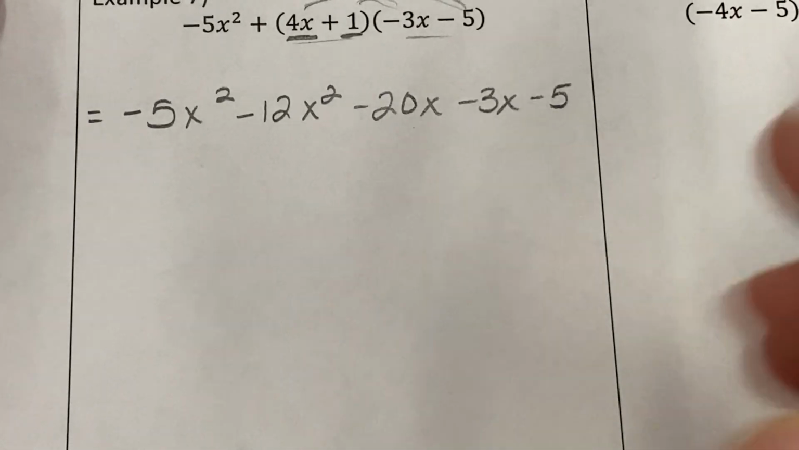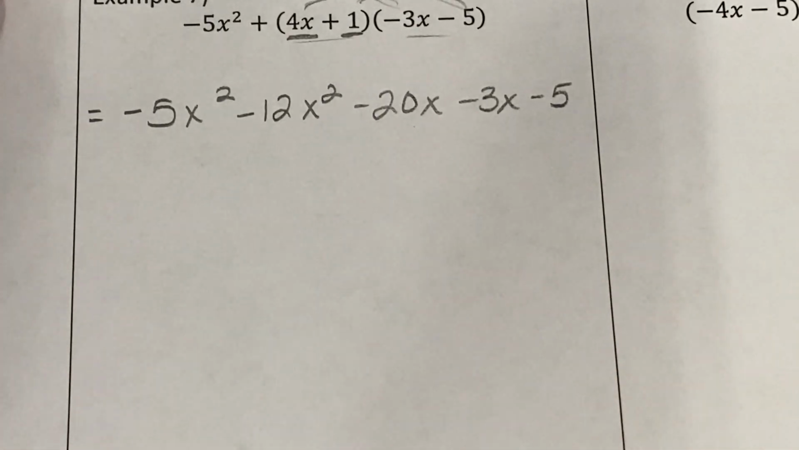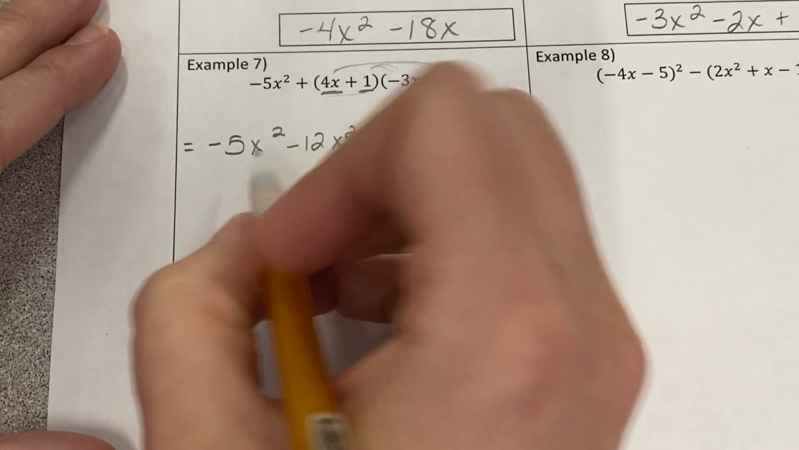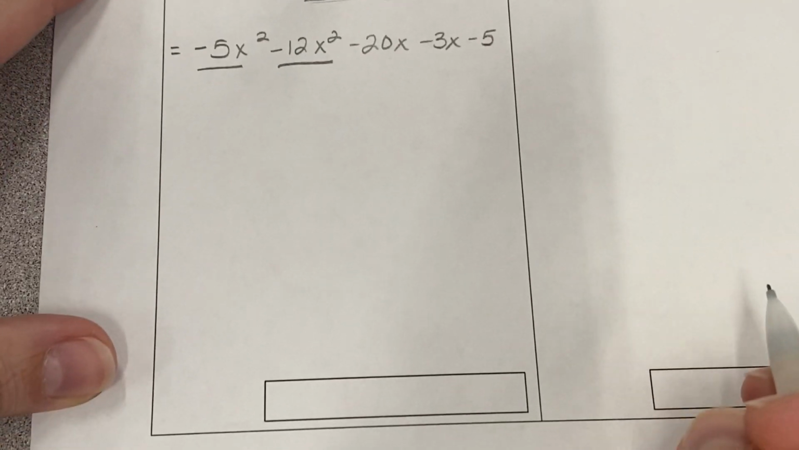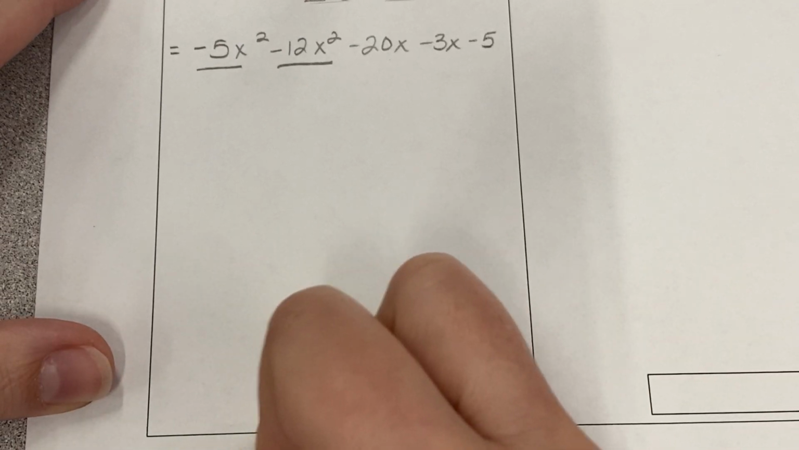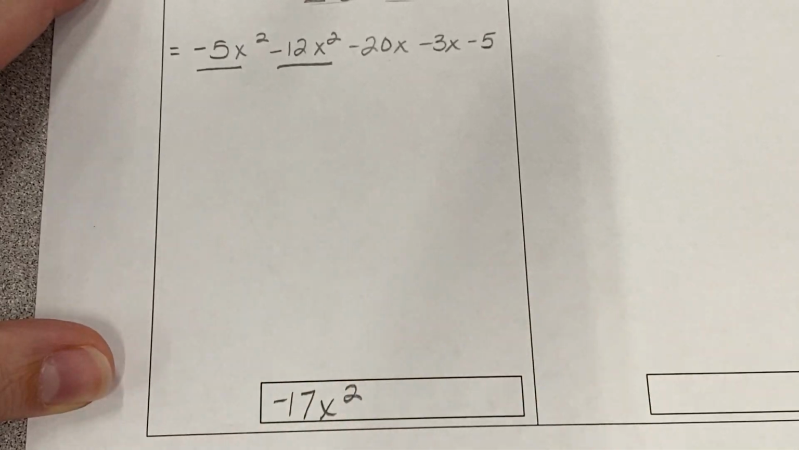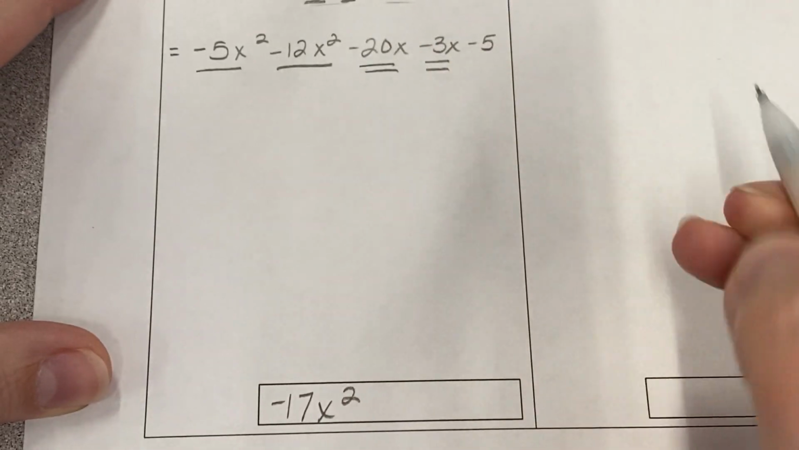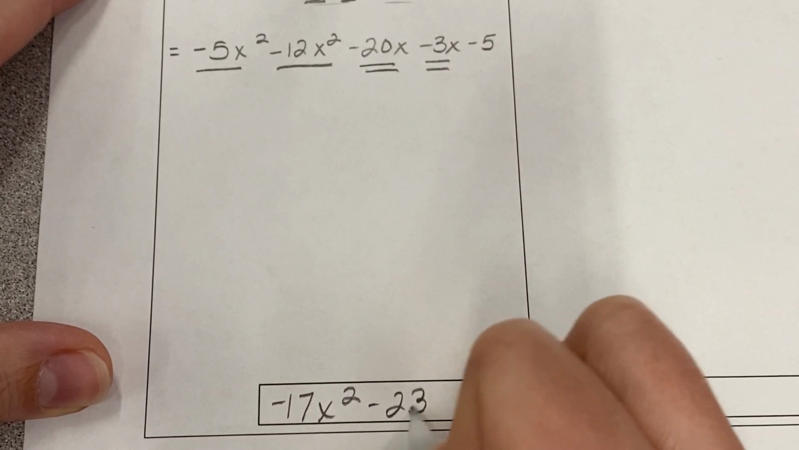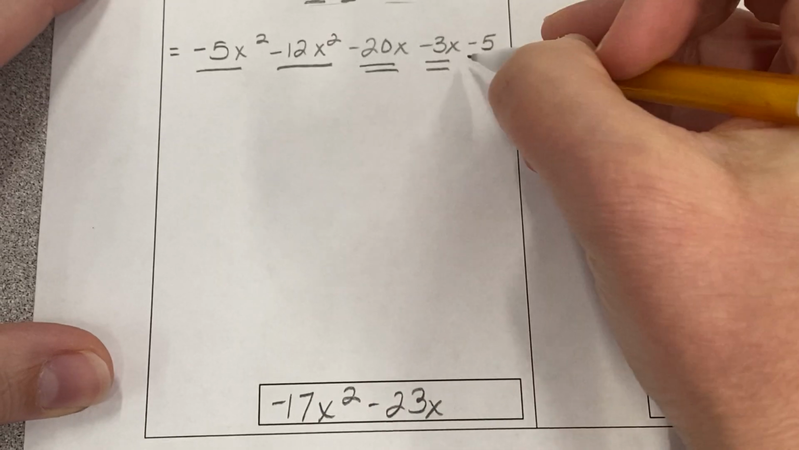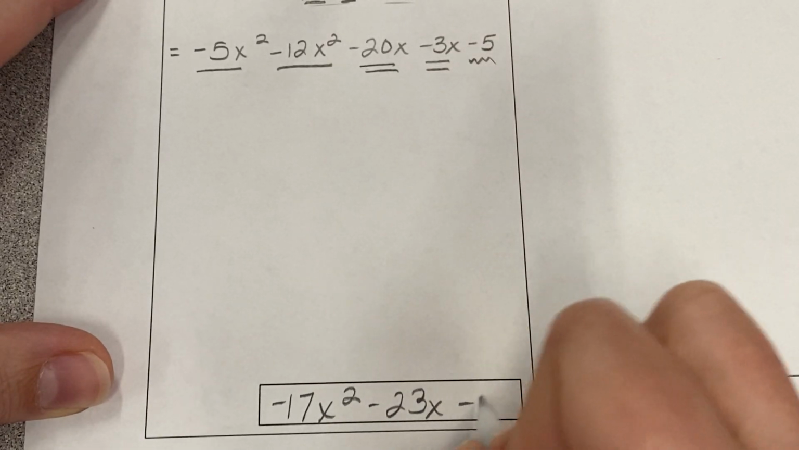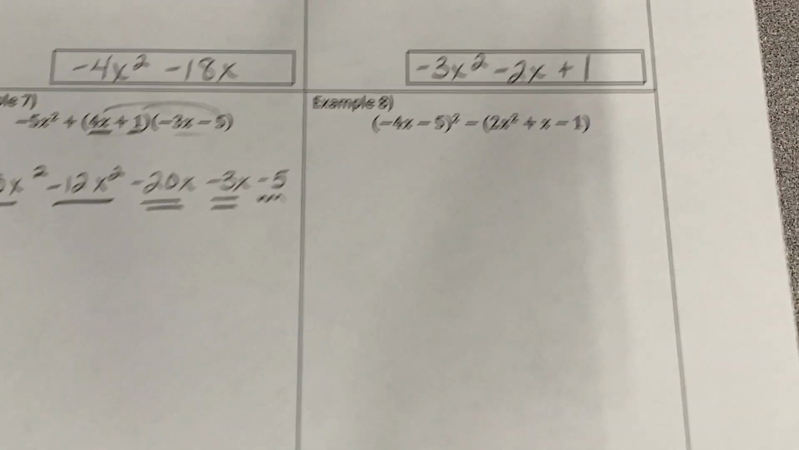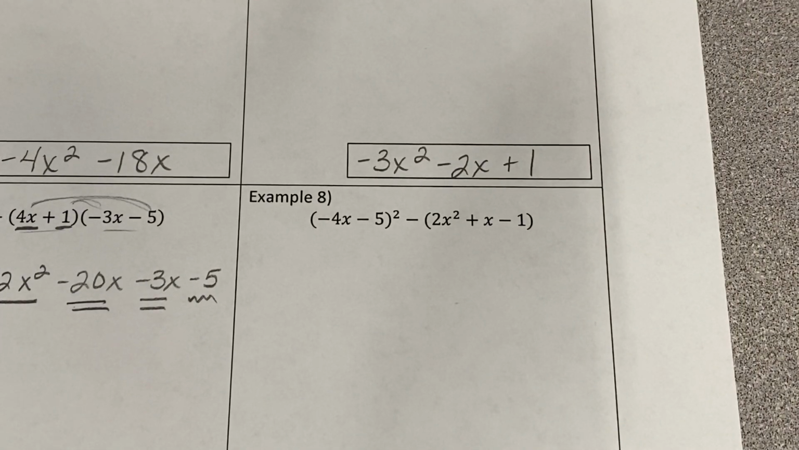Okay, combining like terms, and this one's nice because they all line up. So negative 5x squared minus 12x squared, negative 17x squared, negative 20x minus 3x, negative 23x, and then minus 5. Super. Okay, last example.